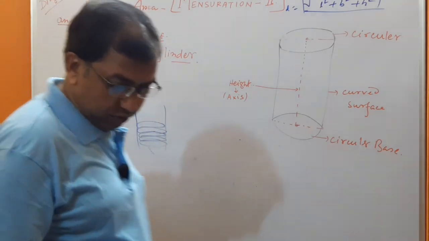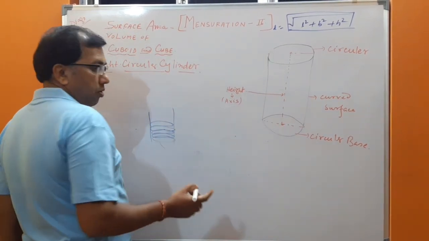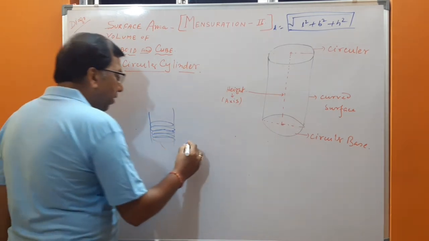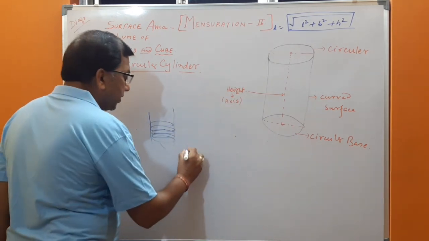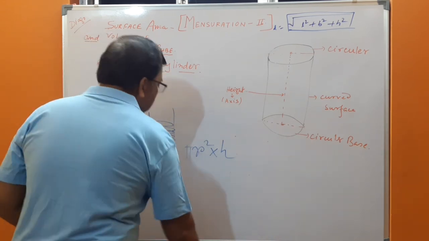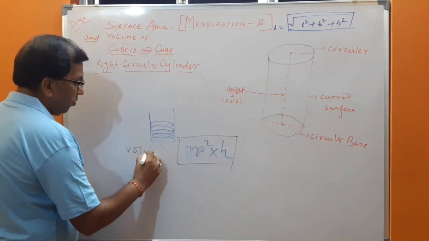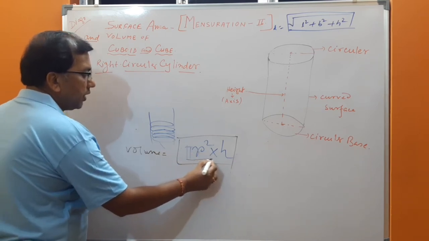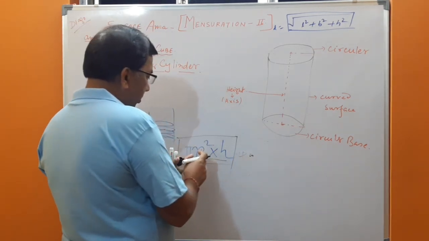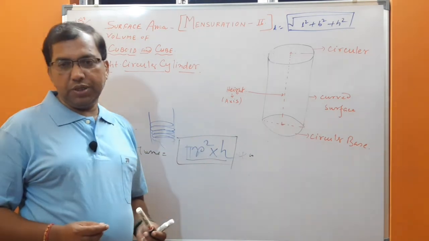So you have to find the volume. What is the volume? Pi r square is the base area, the area of the circular base, into height. This is the volume: pi r square h. Clear? It is cubic, centimeter into centimeter into centimeter, so cubic centimeter. Volume is always cubic; area is always square centimeter, square meter, square unit.